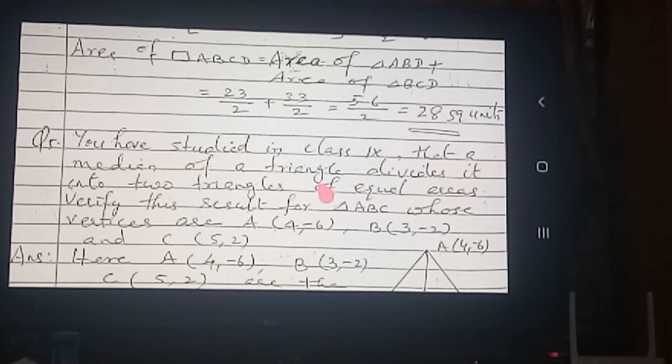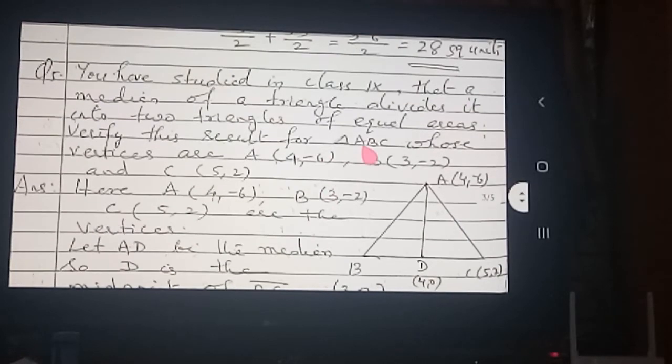You have studied in class 9 that a median of a triangle divides it into two triangles of equal areas, and verify this result for triangle ABC whose vertices are given. So we can analyze the question. In 9th standard we have studied that if AD is a median, you are getting two triangles. Now this is one triangle and this is another triangle. Area of this triangle and area of this triangle are equal.